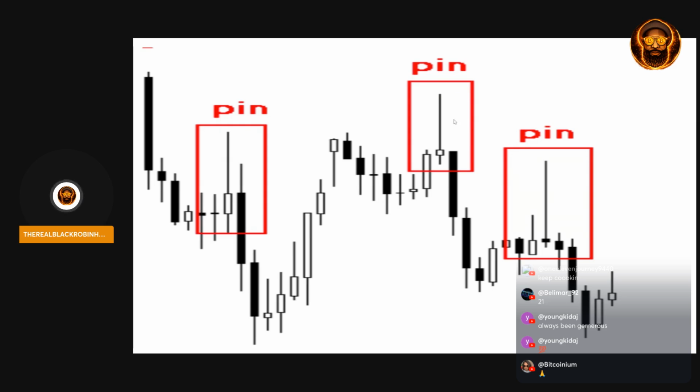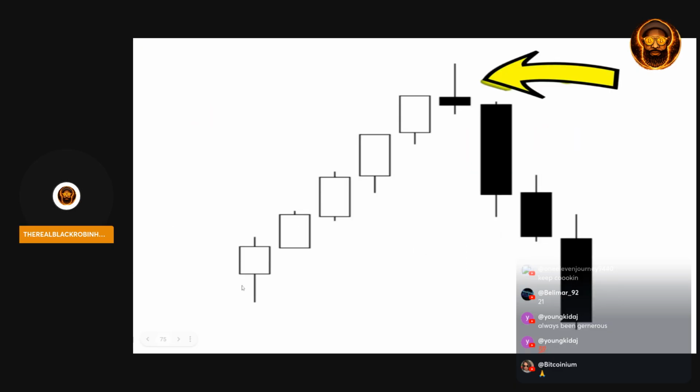You don't want to be buying here. You want to be selling. You don't want to be buying calls. You want to be buying puts, right? The same thing is here. When the market is going up, up, up, after a run up, if you see a pin bar at the top of a move, right?